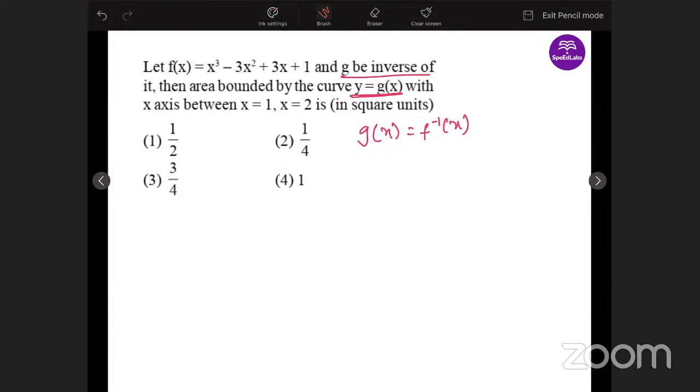Good. So how will we find it? Okay. So Pranav is saying that we know f of g of x is equal to x. So with this we can find g of x. So can anybody tell me how can we find it? Anish, can you tell me how do we find this g of x from here?